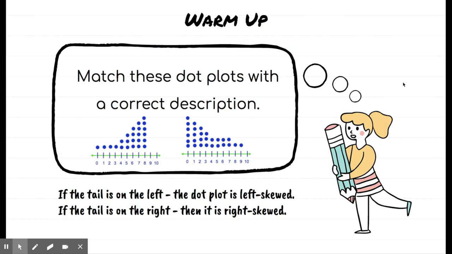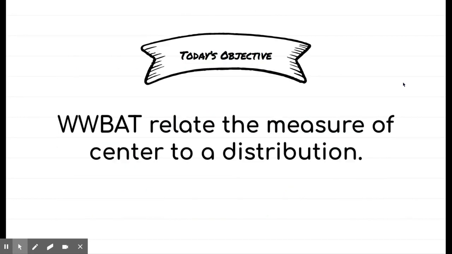For the warm-up, you are going to match the dot plot with a correct description. Remember, if the tail is on the left, the dot plot is left skewed, and if the tail is on the right, then it is right skewed. Today we are going to relate the measure of center to a distribution.